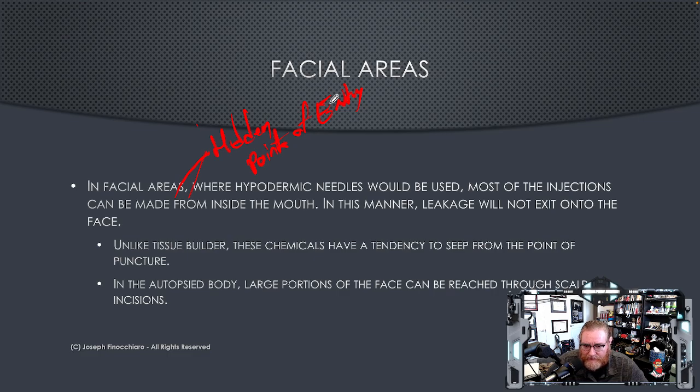Unlike tissue builder, these chemicals have a tendency to seep from the point of puncture. Anything other than tissue builder will leak from the hole. In the autopsied body, large portions of the face can be reached through scalp incisions.